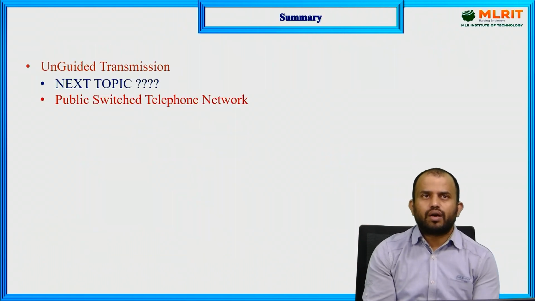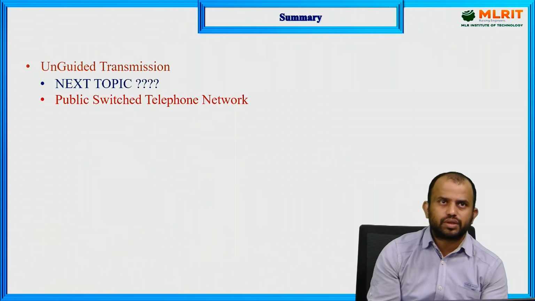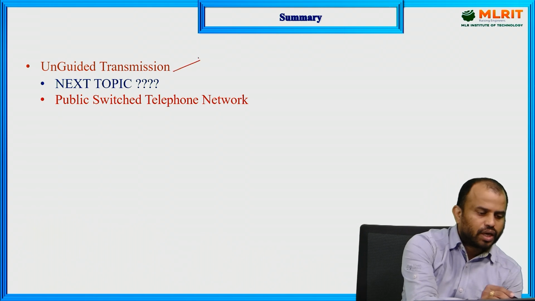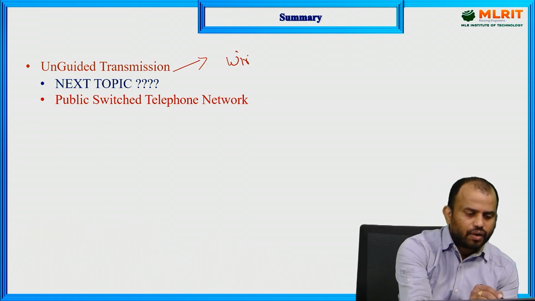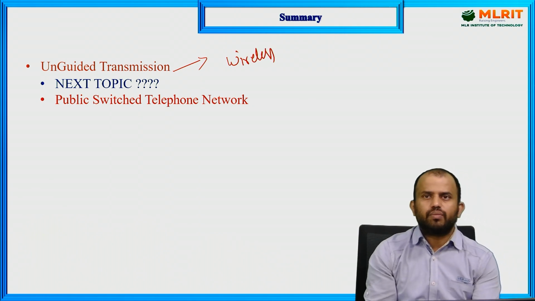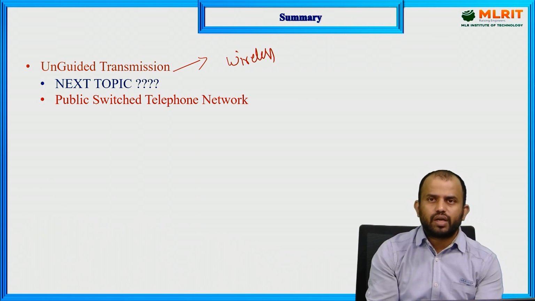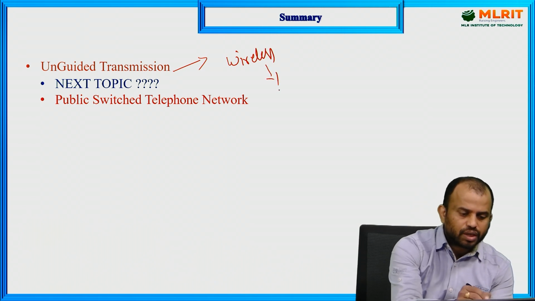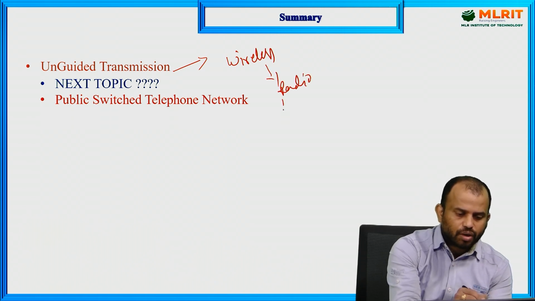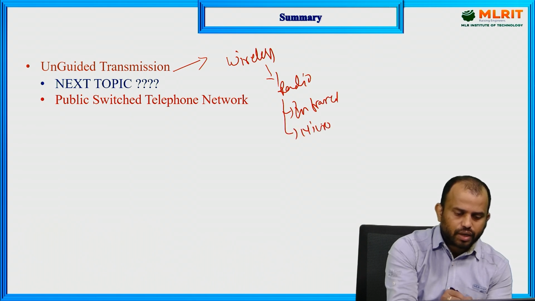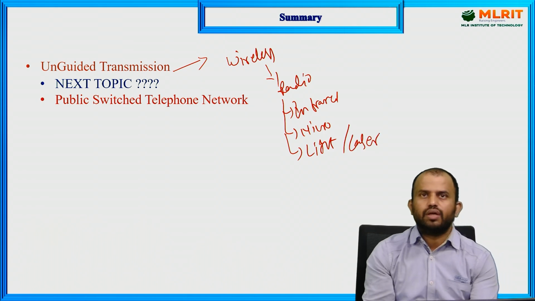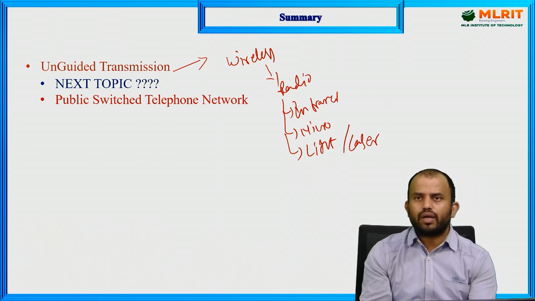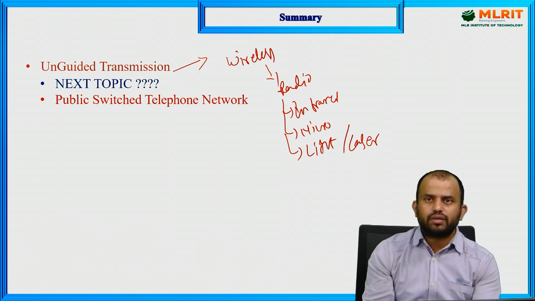So in the summary of this session, we focused on unguided transmission. What is unguided transmission? It is wireless communication transmission. In wireless communication transmission, we discussed radio waves, infrared waves, microwave waves, and light waves in the form of laser beams. So this is called a wireless communication medium, or an unguided transmission medium.